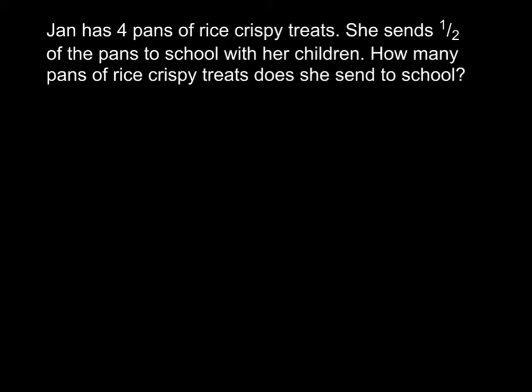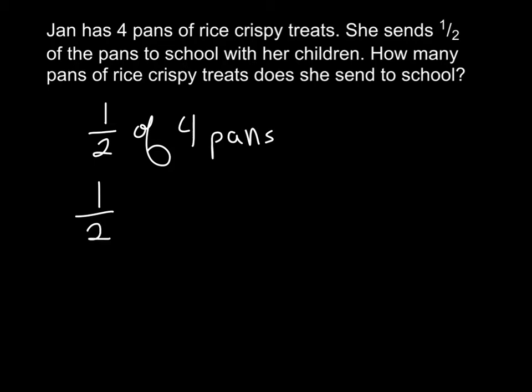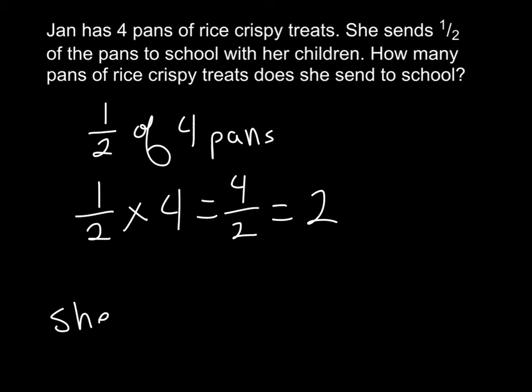Jan has 4 pans of Rice Krispie treats. She sends 1/2 of the pans to school with her children. How many pans of Rice Krispie treats does she send to school? Well, we know that she sends 1/2 of 4 pans to school, and that's the same as 1/2 times 4, which will equal 4 halves, and of course 4 halves in simplest form is 2. So she sends 2 pans to school.